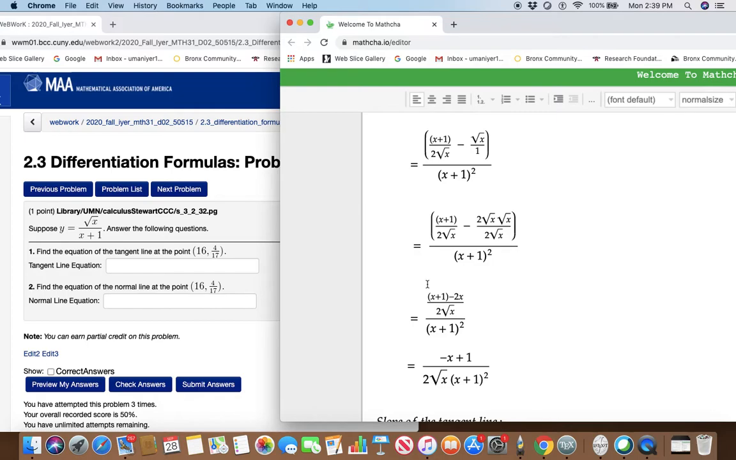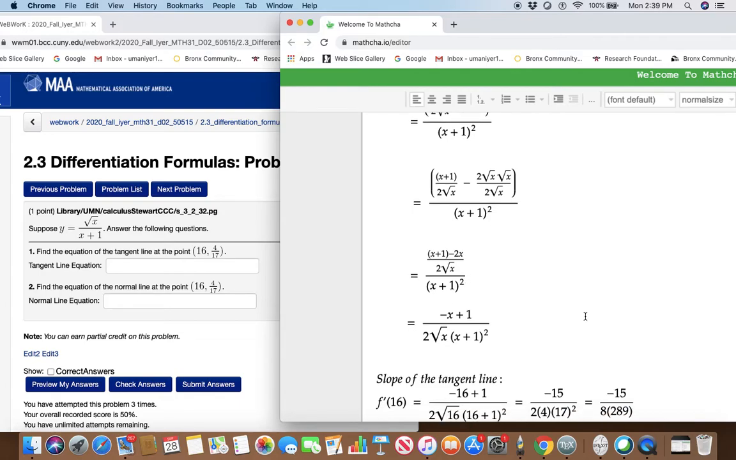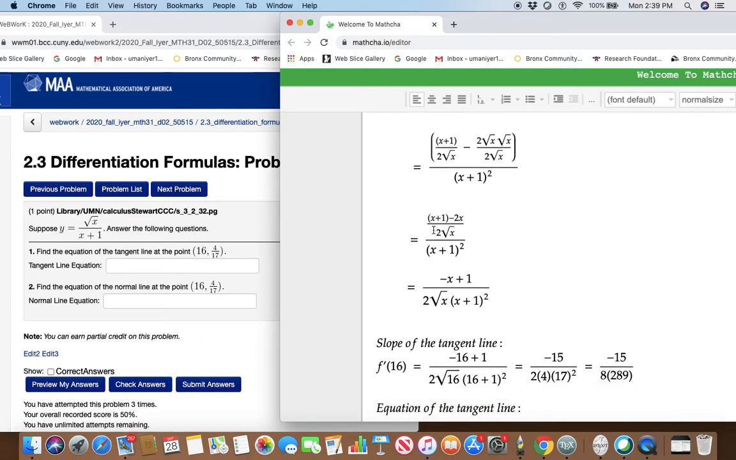The top is x plus 1 here, minus 2 root x, which gives me x. Square root x times square root x is x. That's the meaning of square root x. This I have not changed at all. Going from here to here, notice that the denominator simply comes down to square root x. All of that simplifies: x plus 1 minus 2x is minus x plus 1.